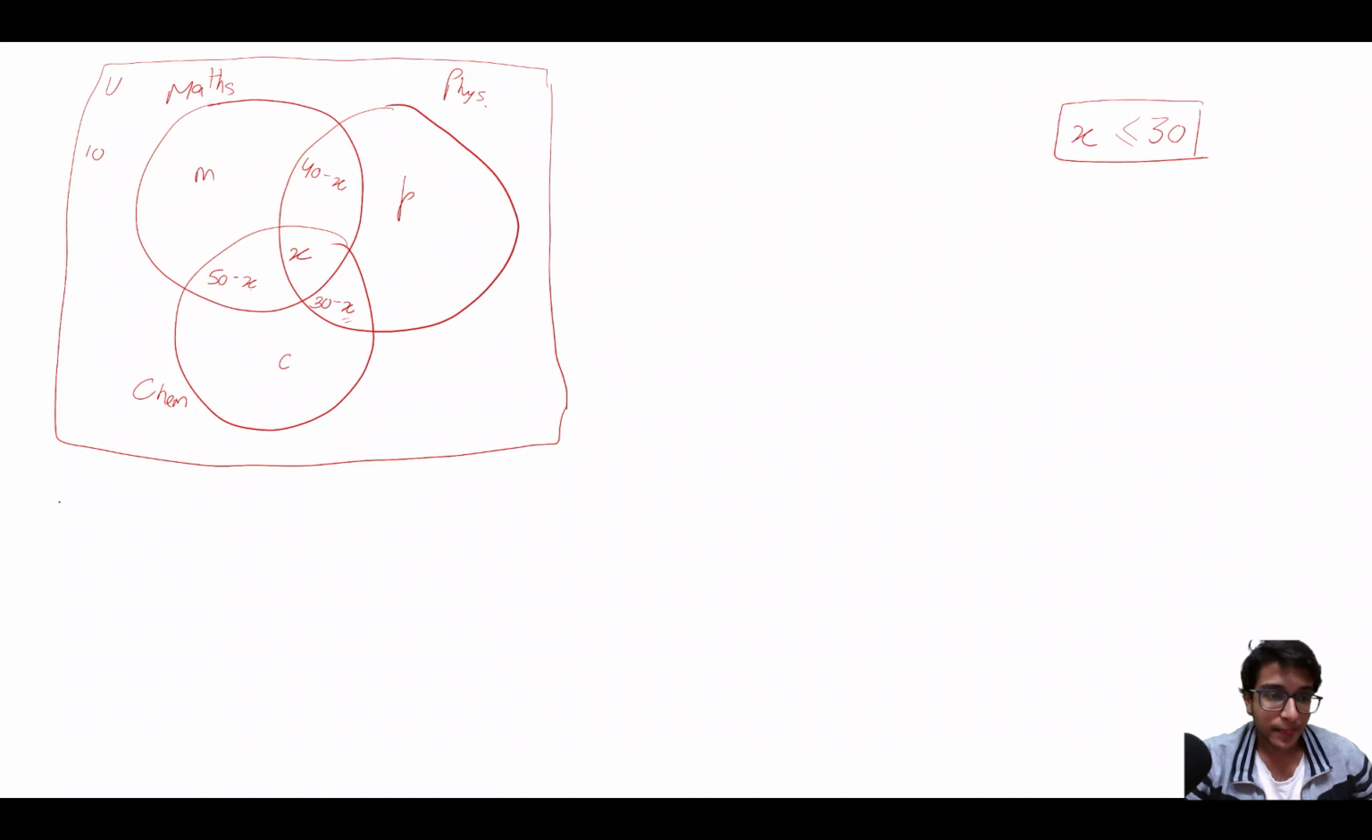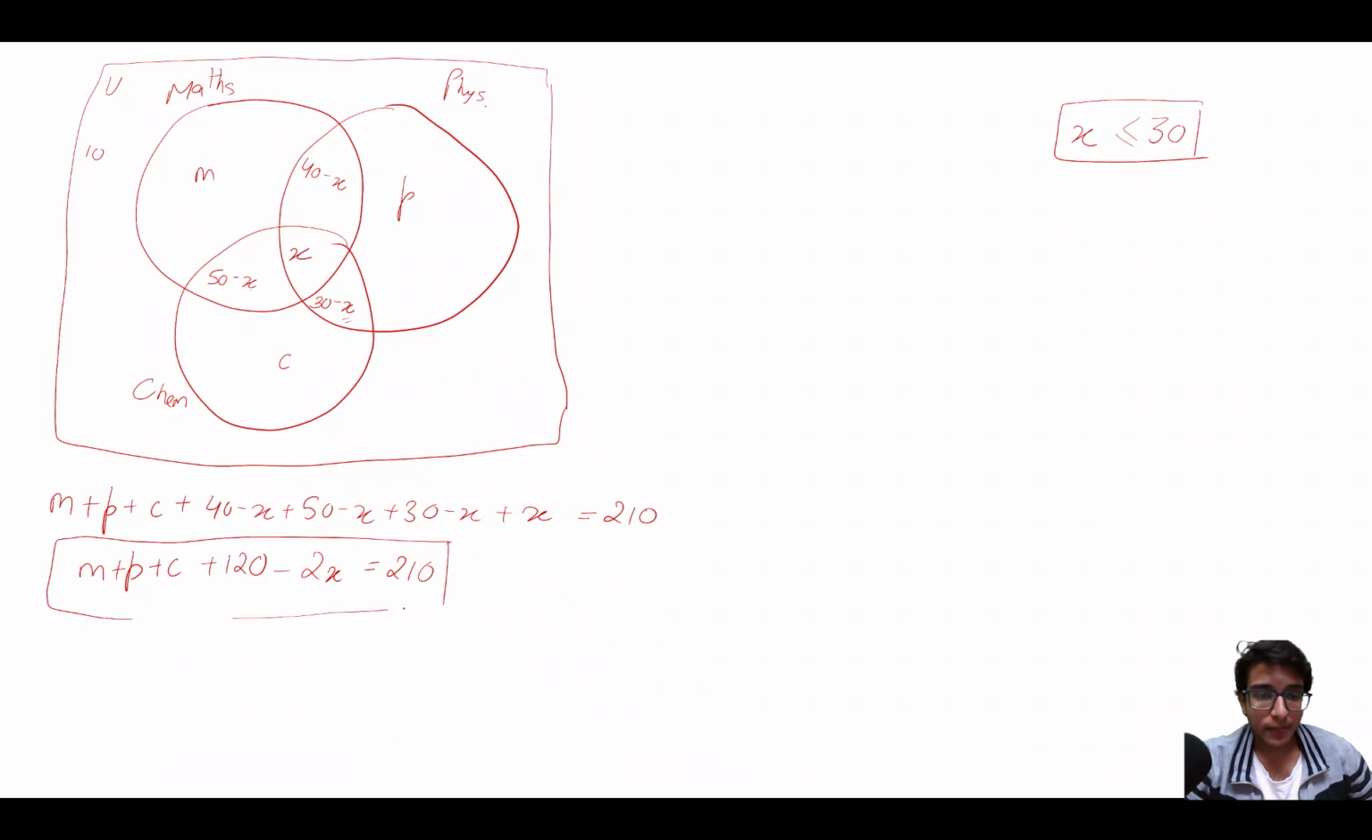That means my M plus P plus C plus 40 minus X plus 50 minus X plus 30 minus X plus X, this would be equal to 210. So this is one of the equations that I'm getting. Let me just simplify it a little bit. So I get M plus P plus C plus 120 minus 2X, this equals 210. So let this equation be as it is for a moment.